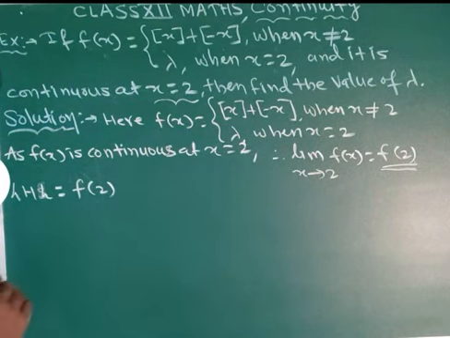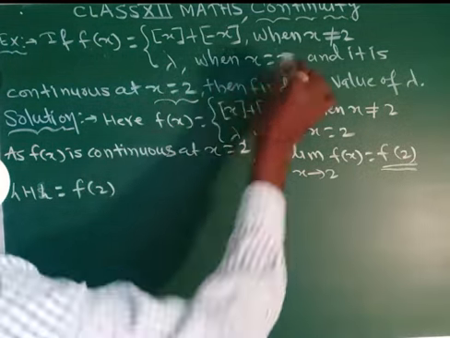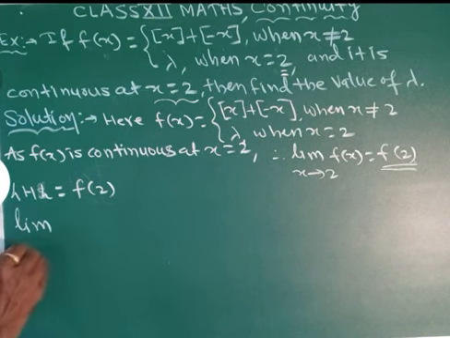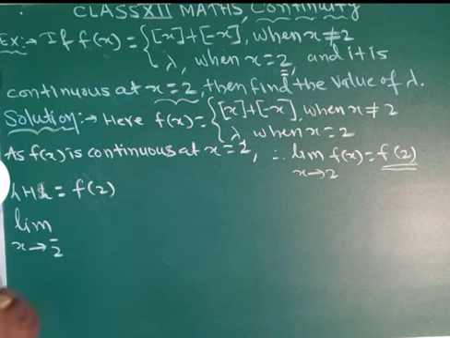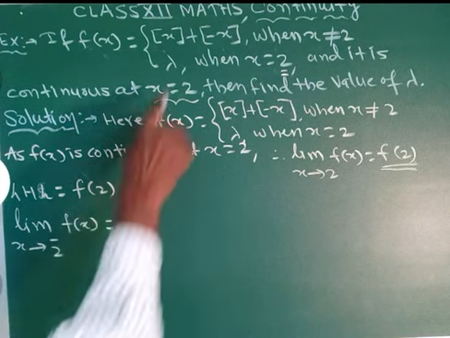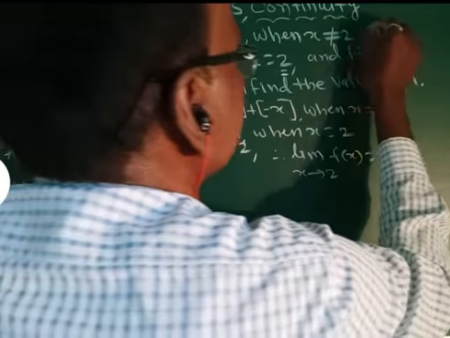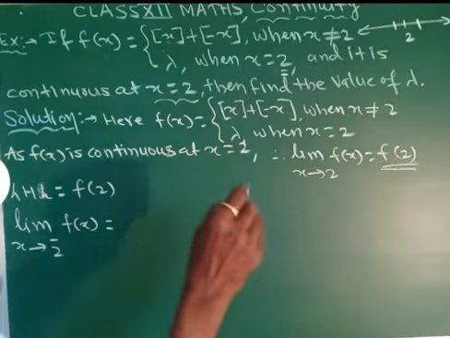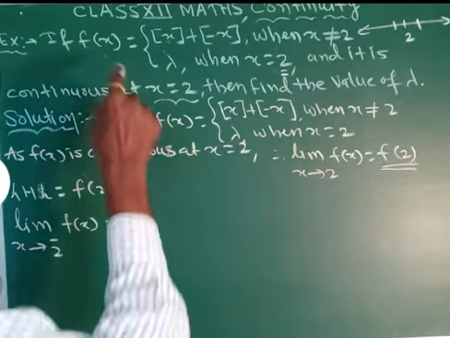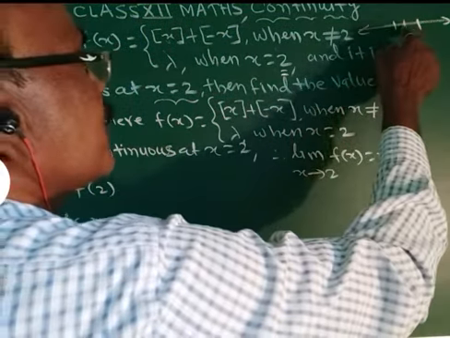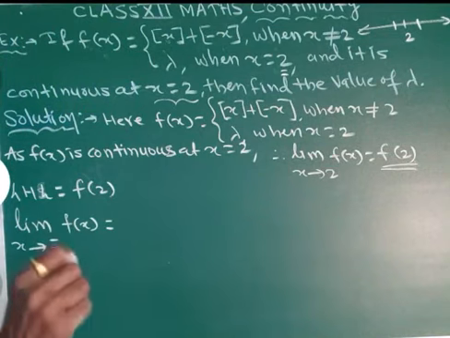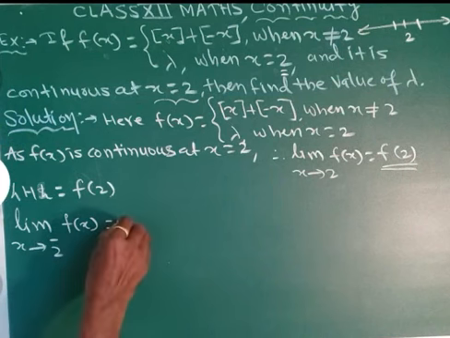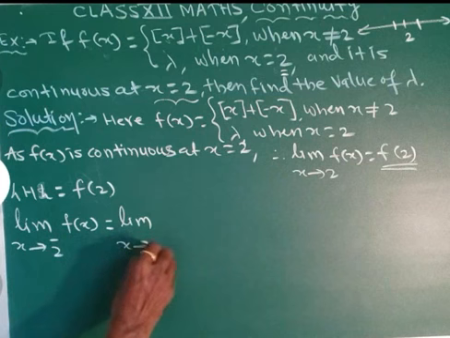So let us find the left hand limit. The limit as x tends to 2 from the left hand side of f of x. If this is a real number line and 2 is here, then the left hand side is this side and the right hand side is that side. Both on the left hand side as well as the right hand side, the value of the function and the value of the function at point 2 should coincide. So the left hand side value should equal f of 2.